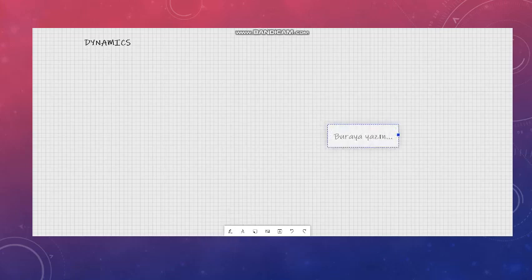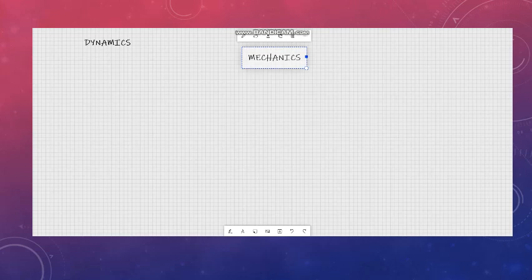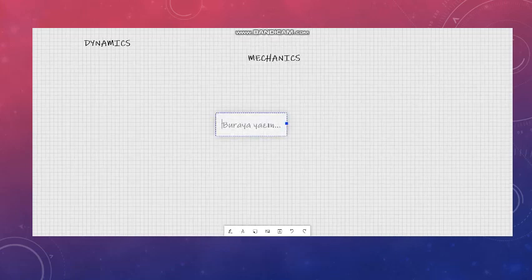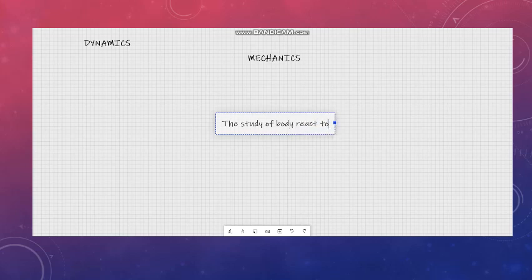Mechanics. Let's write it down. Mechanics. Let me write it better. So let's define mechanics. Mechanics is the study of how a body reacts to forces acting on it. So let's write it down again: the study of how a body reacts to forces acting on it.